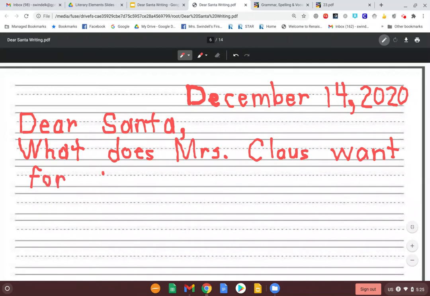Christmas? So I put my spaces in, and I'm going to uppercase Christmas because it's a special holiday. And when it's a special day or a special holiday, we uppercase those letters. And you might remember that at the end of a question, we put a question mark to let the reader know that we're finished with our question and that indeed we're asking something. Dear Santa, what does Mrs. Claus want for Christmas? So sometimes we write more than one question. It's okay to write 2 or 3 questions, but for sake of time today, we're going to move on.